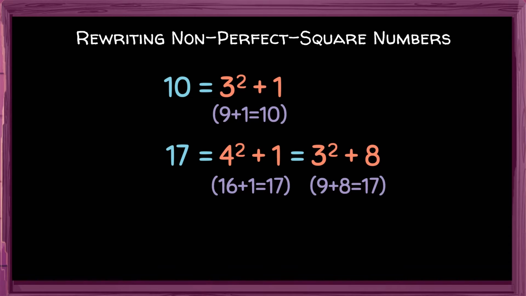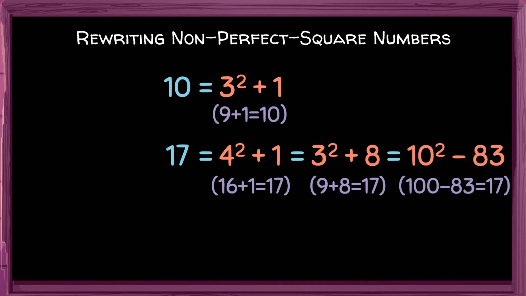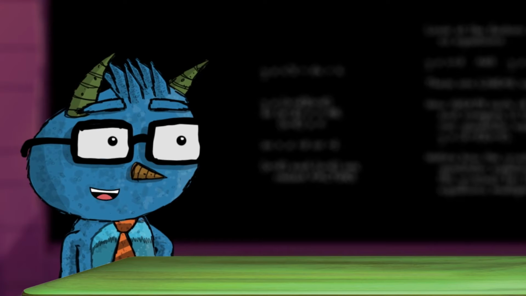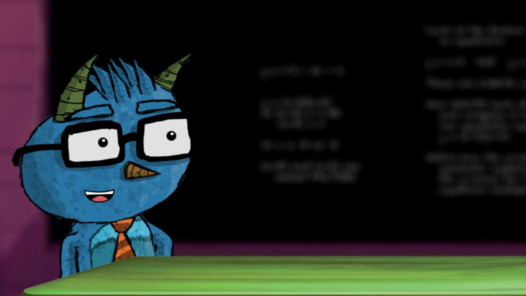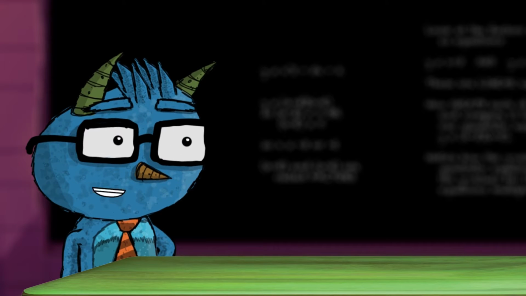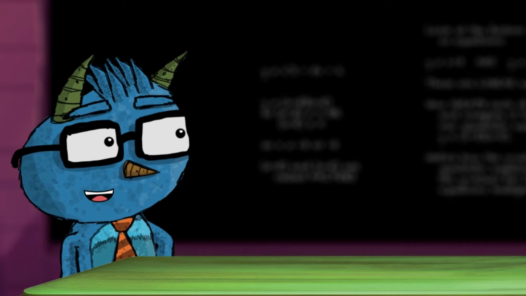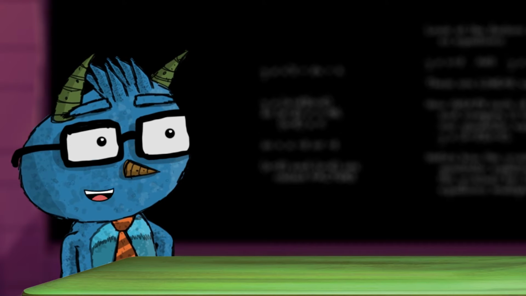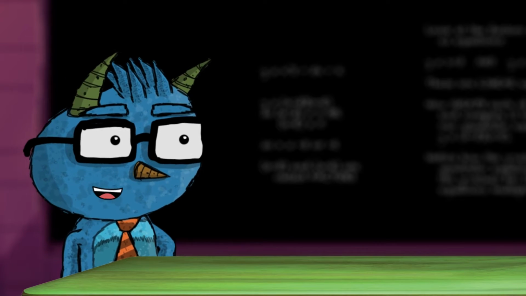Ooh, I have another way. If we can use any perfect square, could we write 17 as 10 squared minus 83? 10 squared is 100, and 100 minus 83 equals 17. Nice job, Codette. That was a good one. Thanks, Ruby. Good, class. You're getting the hang of this. So let's play again now, but this time let's use perfect square quadratics. I'll tell you a quadratic that isn't a perfect square, and you tell me how I could rewrite it as a perfect square quadratic plus or minus a number.